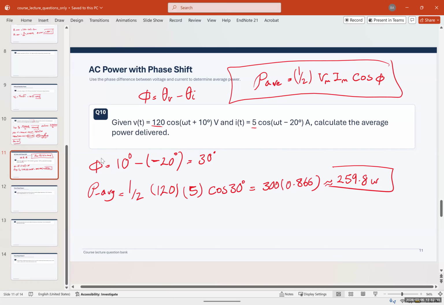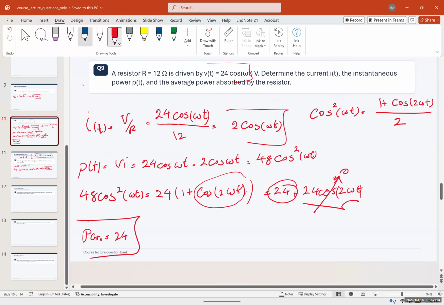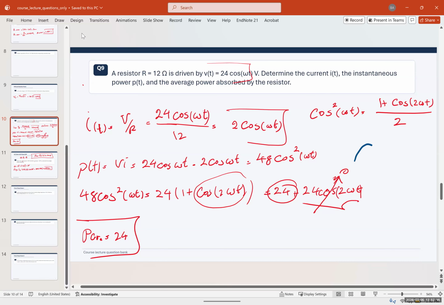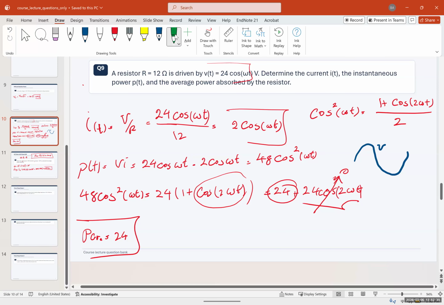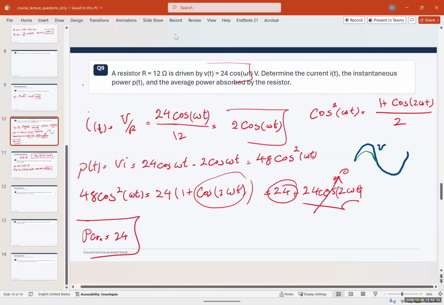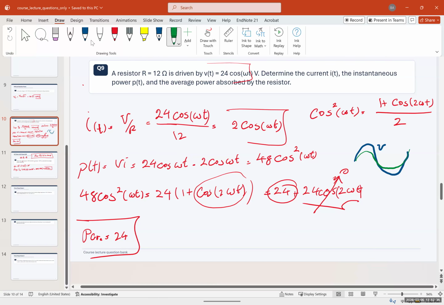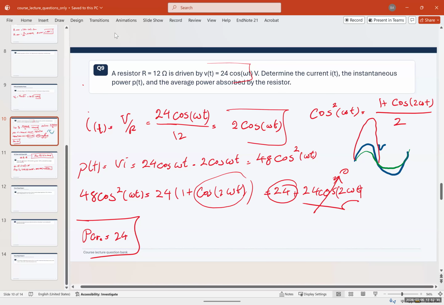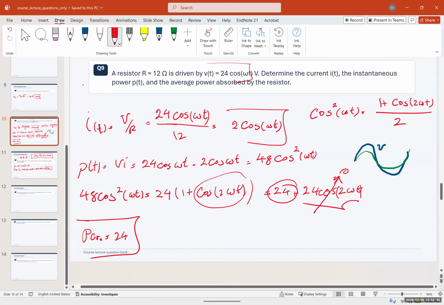This is the average. Now, for the previous one, just let me go back a little bit. For the previous one, this was your voltage. This is your current, and they are synchronized. They don't have any phase shift. And this red would be your power, okay? When you multiply them together, the red would be your power.